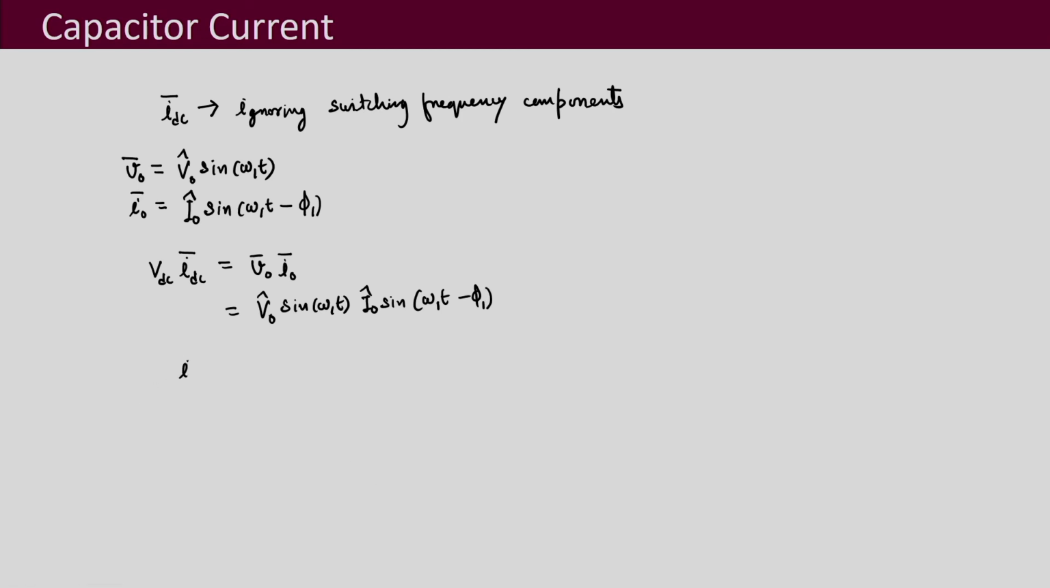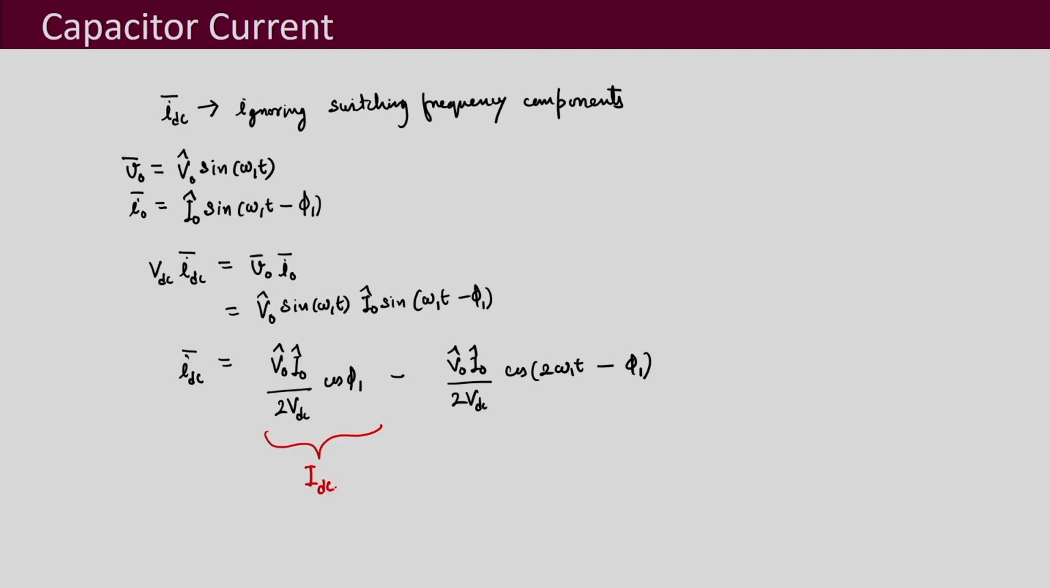If you solve it, you have to do a little trigonometry here. If you solve that, what you will be getting is VO hat IO hat by 2 VDC cos of phi 1 minus VO hat IO hat by 2 VDC cos of 2 omega 1 t minus phi 1. Now, what you observe here is that this component is not varying, it is a DC value. So, this is your DC component IDC of the capacitor current.